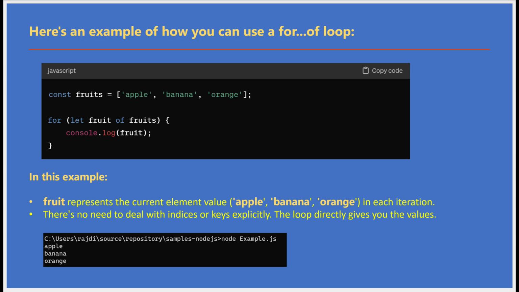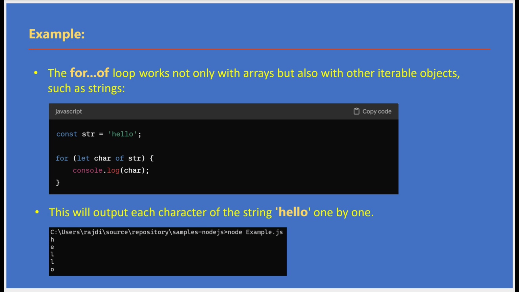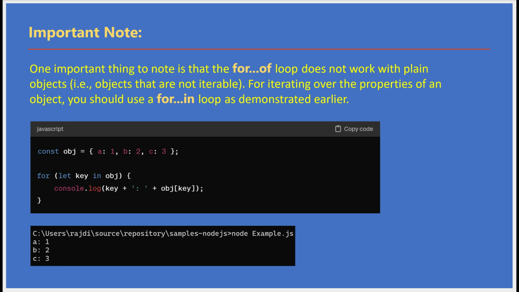But what about other iterable objects? Say a string. Absolutely. A for of loop works there too. Take the string hello. Using a similar structure as before, each character of hello is output one by one. However, there's a caveat. The for of loop does not work with plain objects, those that aren't iterable. So, if you've got an object with properties you want to iterate over, it's time to switch gears and use a for in loop instead.